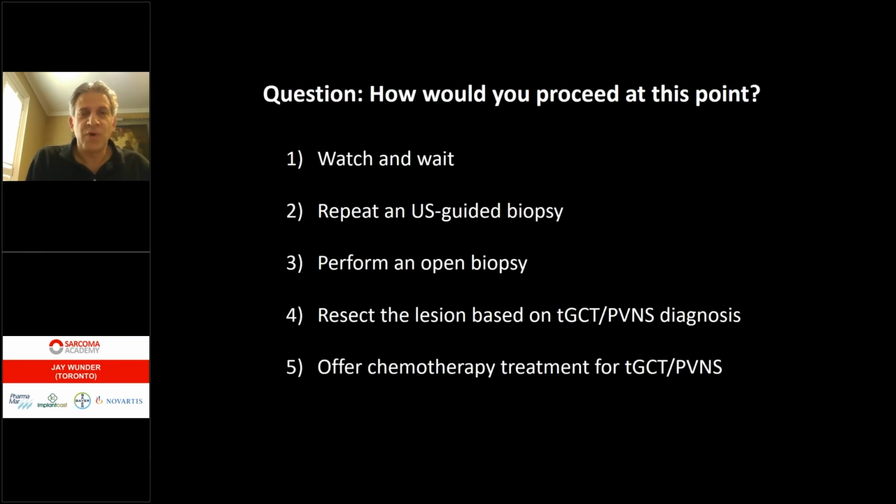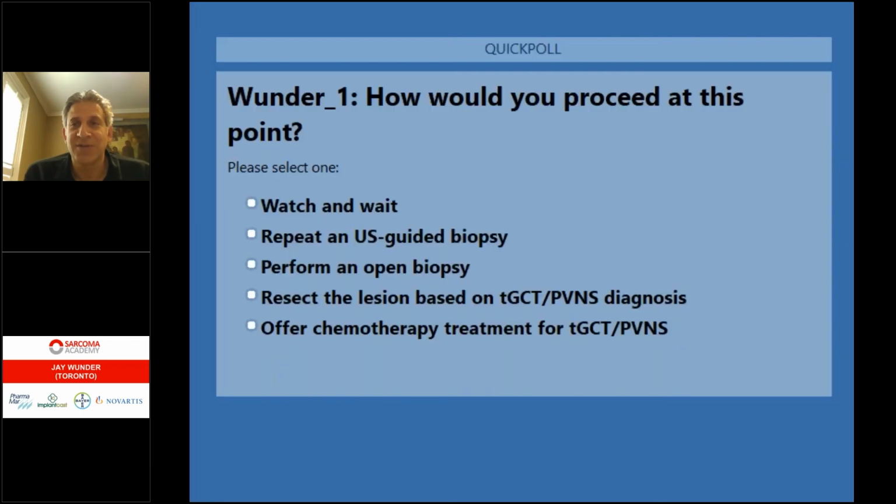So the question, I guess, at this point is, what would you do? PVNS, not often very aggressive. So would you watch and wait, repeat a biopsy, do an open biopsy, go ahead and resect it, as is often done with symptomatic PVNS? Now there's chemo for symptomatic PVNS. You can offer them chemo. So I guess those are the questions.